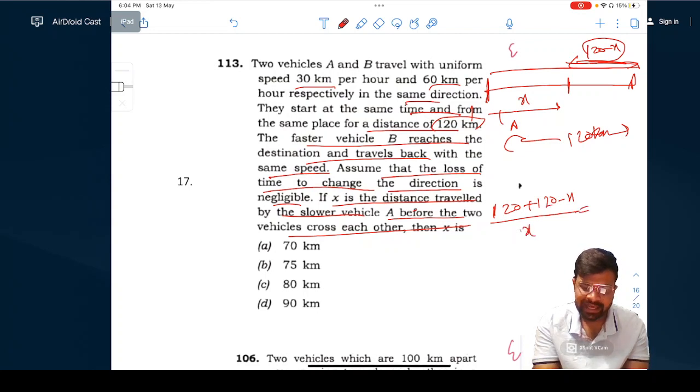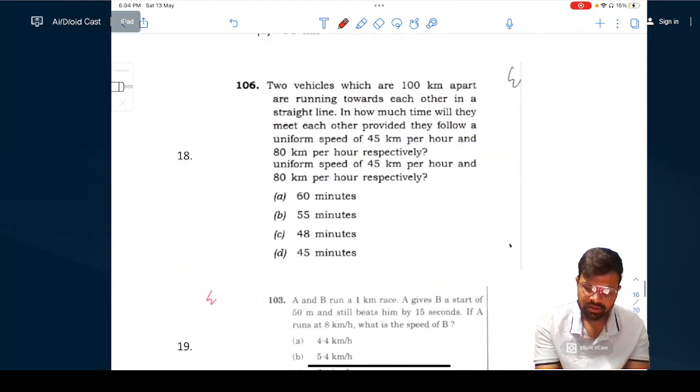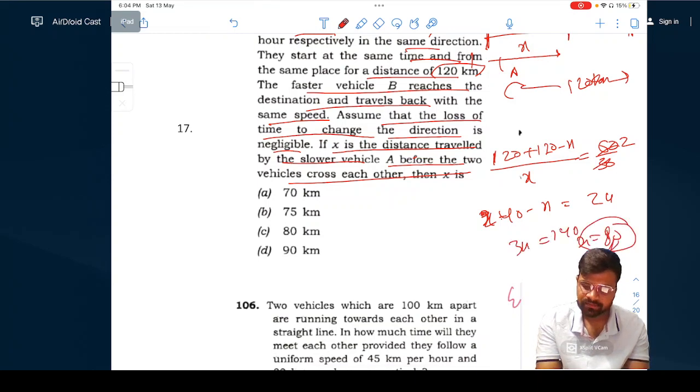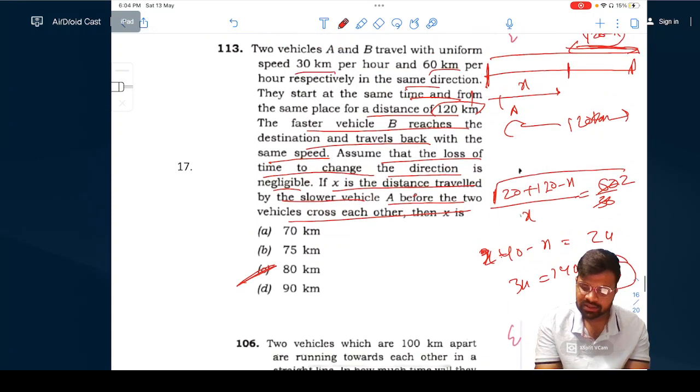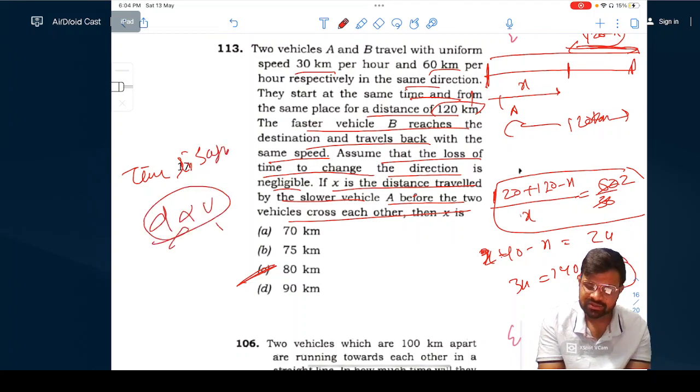Aur jab time same hota hai to speed aur distance ka ratio same rehta hai. Okay, now speed ka ratio kitna, 60/30. This is 2. Okay, so it will become x is equal to 240 minus x is equal to 2x. 3x is equal to 240, x is equal to 80. Simple to understand. See, jab time constant hota hai, if time is same, like we have done this thing, distance is proportional to velocity. Based on that thing, the ratio of both will be same.